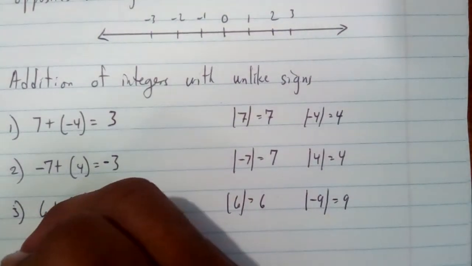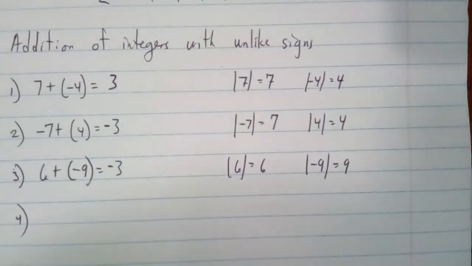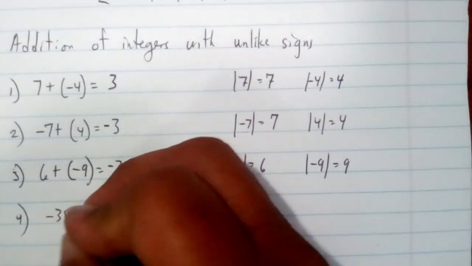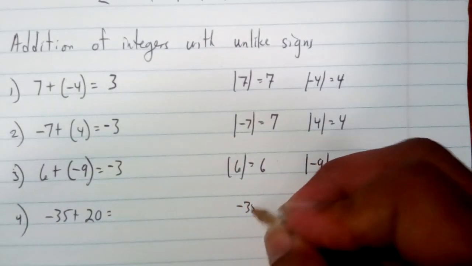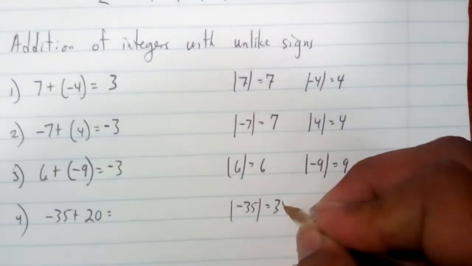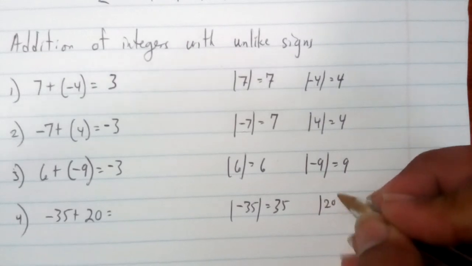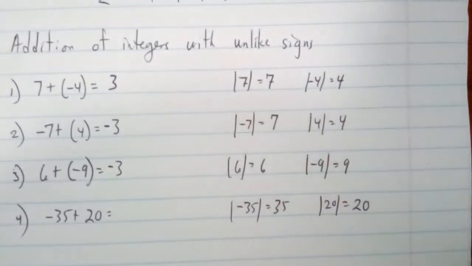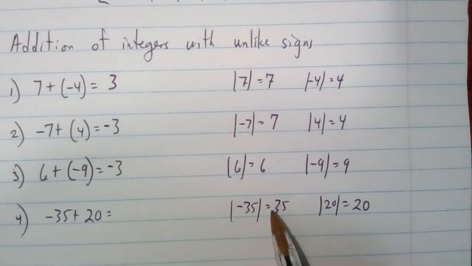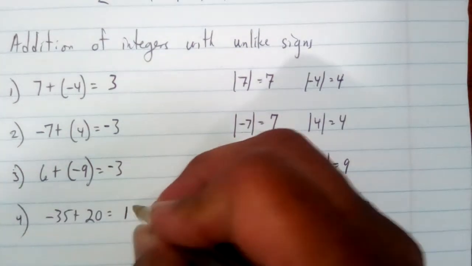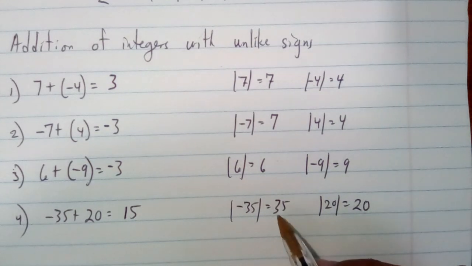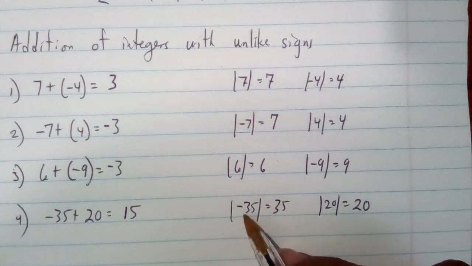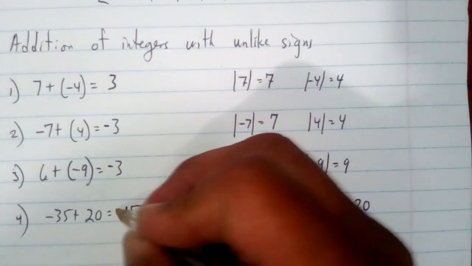Okay, let's look at a fourth example. Negative 35 plus 20. What's the absolute value of negative 35? It's 35. What's the absolute value of positive 20? It's 20. So now we subtract 20 from 35, that gives us 15. So who's larger, 35 or 20? 35. Now, what was the sign of the 35 before we made it absolute? Negative, so this is a negative 15 as a solution.